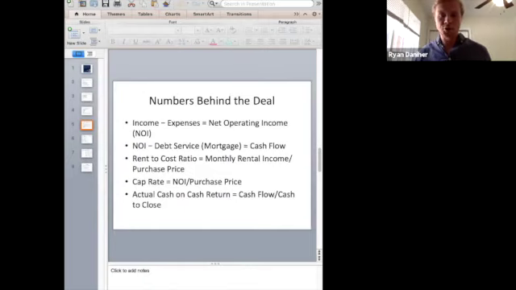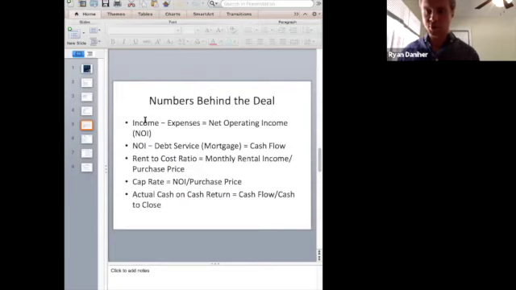So you can see the numbers behind the deal right here. Income minus expenses equals net operating income, or your NOI. NOI minus debt service, or mortgage, is your cash flow. The rent to cost ratio equals monthly rental income divided by purchase price.